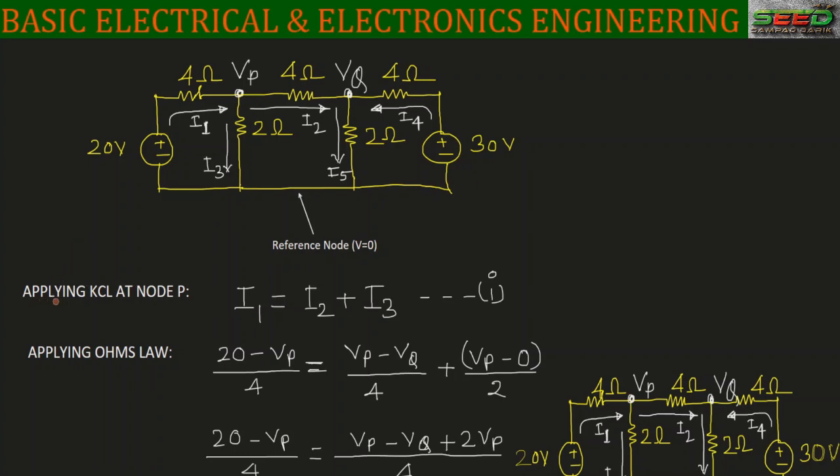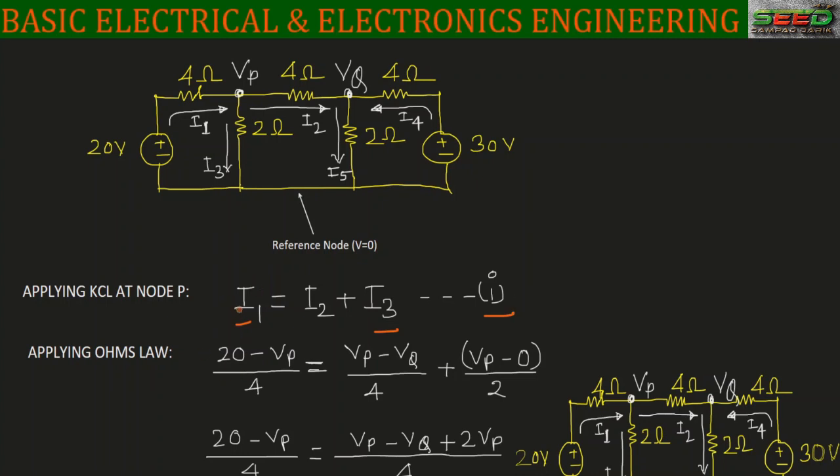Now applying KCL at node P. Here this is node P. Now the KCL equation will give us I1 is entering current, I2 and I3 outgoing current from node P. So we can write I1 is equal to I2 plus I3, and this is equation 1. Now we will replace the current equation in terms of voltage.